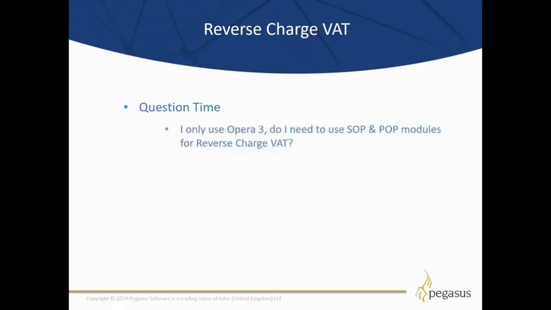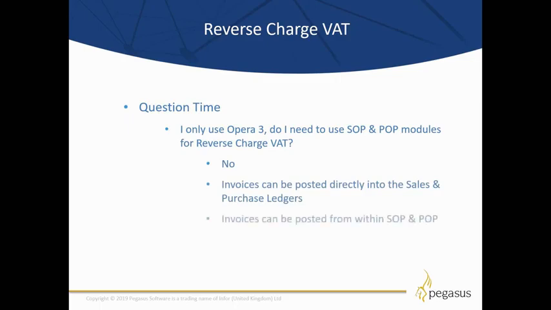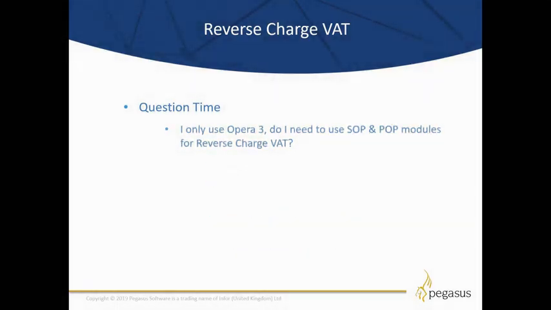In another question, a customer asked if reverse charge VAT can only be used from within the sales order processing and purchase order processing modules within Opera 3. This is incorrect. As you saw earlier, I can post invoices and credit notes directly into the sales and purchase ledgers using reverse charge VAT codes. Equally, if you are using SOP and POP, then again, these can also use those same reverse charge VAT codes. So you can use SOP or directly posting into the sales ledger, or a combination of both. There's no restrictions here.